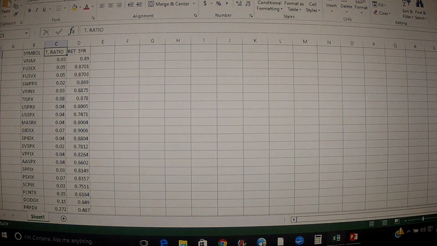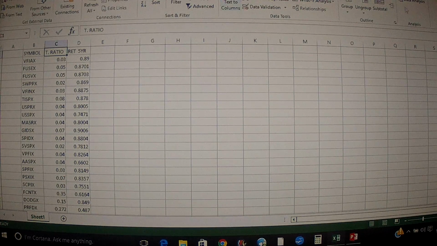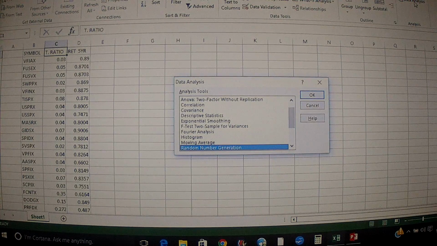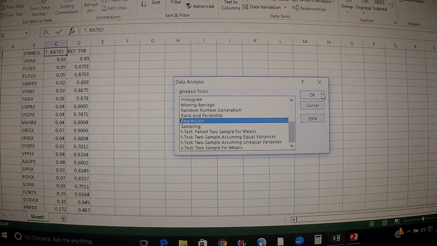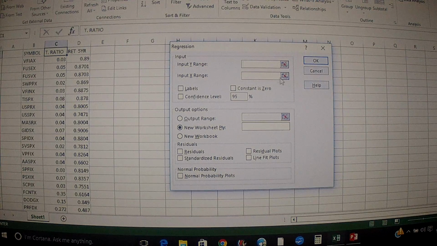So coming here to data, and then data analysis, and regression. Okay, and as we discussed, our T ratio is going to be our independent value. So we are going to select everything in this column.